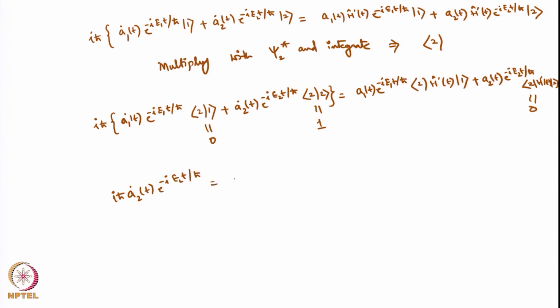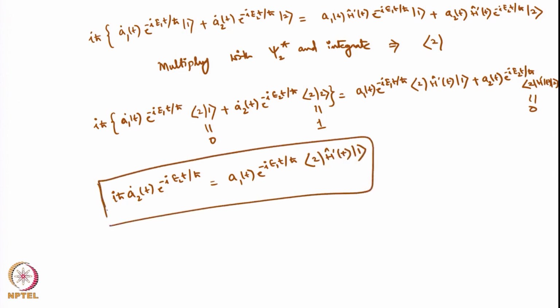should be equal to A1 t e to the power of minus i E1 t by h bar 2 H prime of t 1. Okay. This is the second equation. Now what I will do is I will write both the equations together.